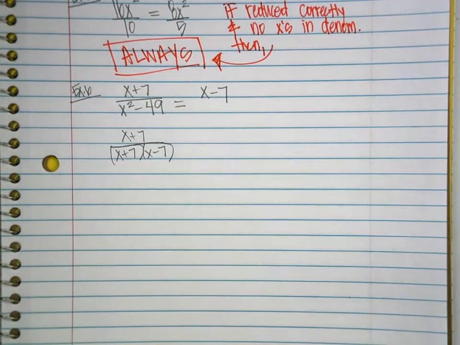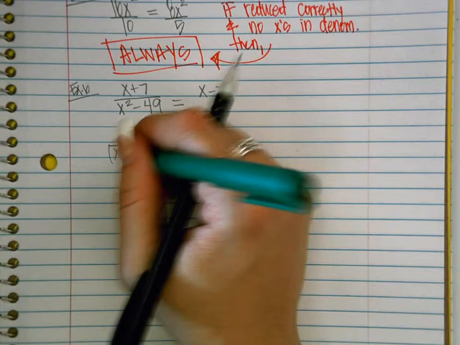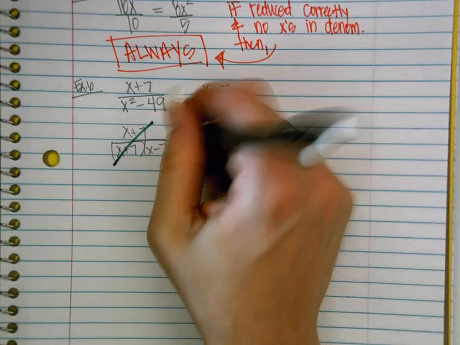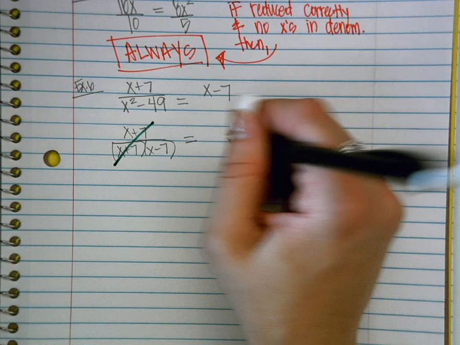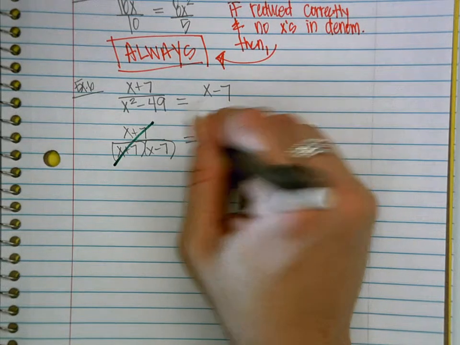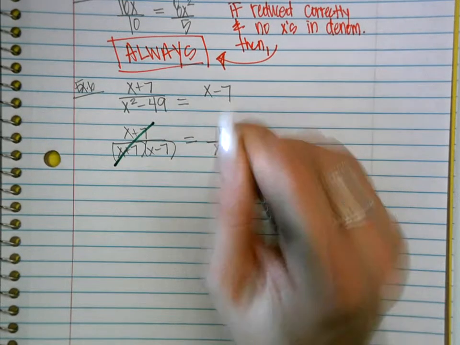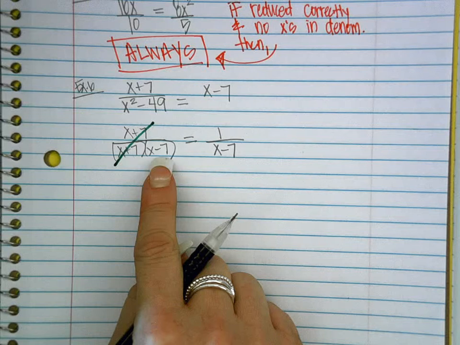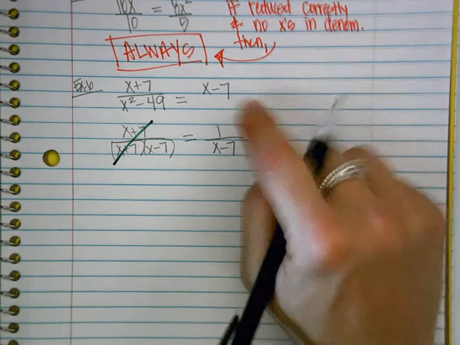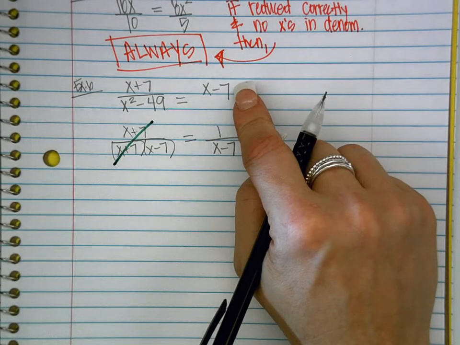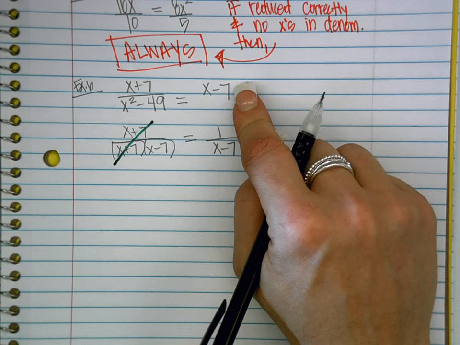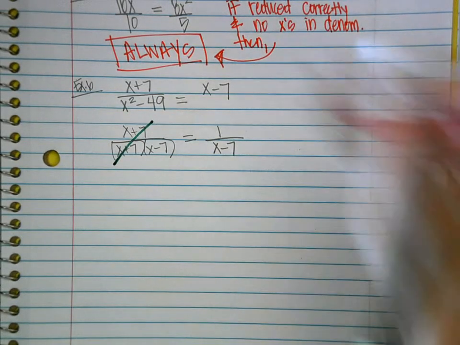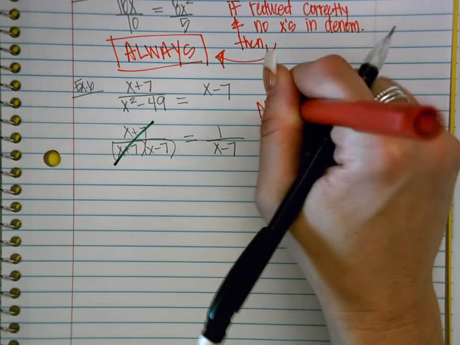What would reduce there? So what should the answer be here? 1 over x minus 7. Can you just automatically move that to the top because there's a 1 there? No. So when would this be true? Never. Okay, they didn't reduce correctly to begin with. So this is a never.